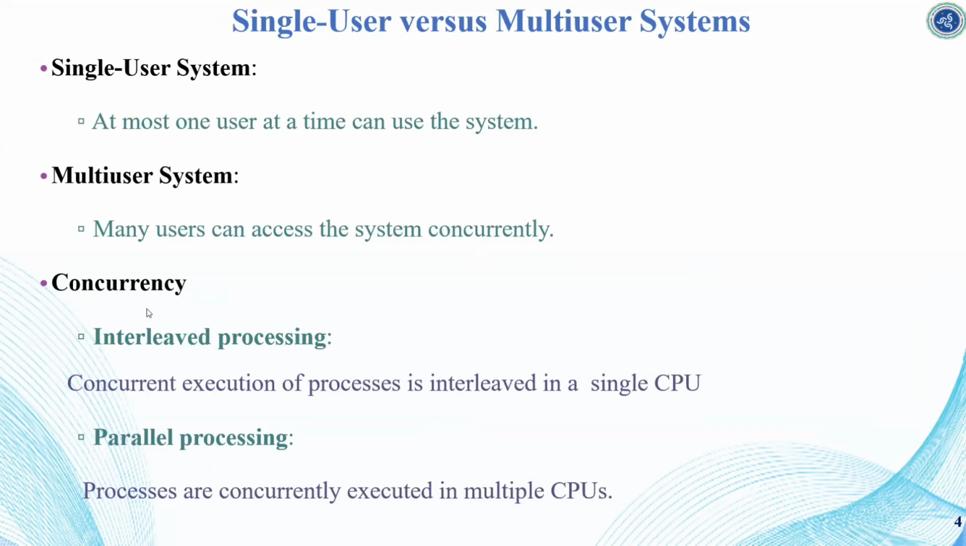Concurrency means that some of the transactions or some of the processes will be done in parallel. Concurrent operations can be done in two different methods. The first one is interleaved processing, where with the help of a single CPU we can do concurrent execution of the processes. The second one is parallel processing, where with the help of multiple CPUs we can process some of the processes concurrently.